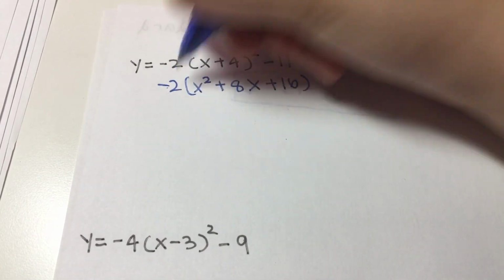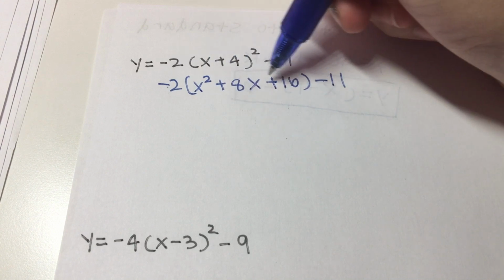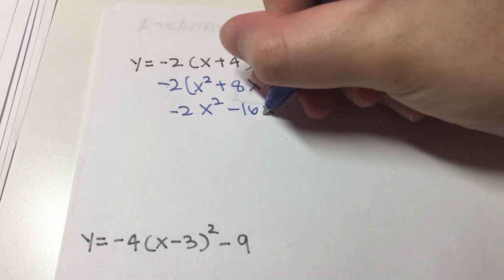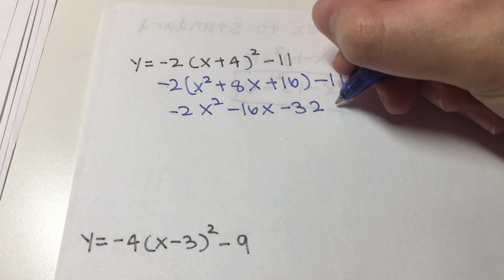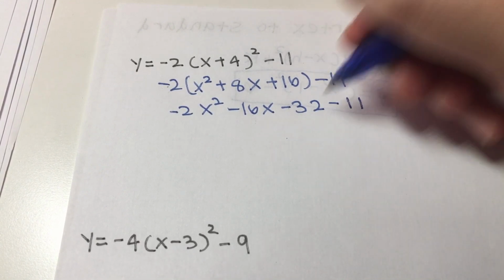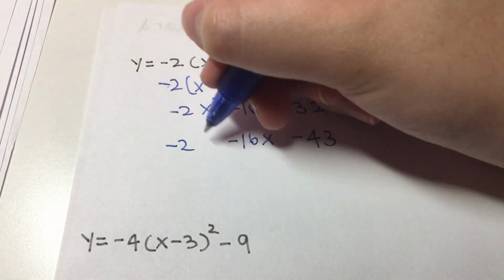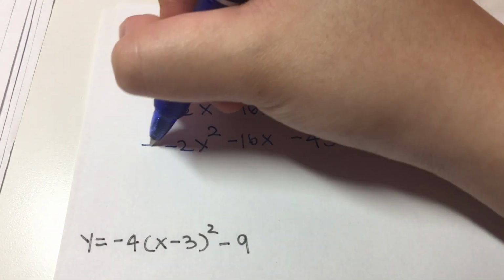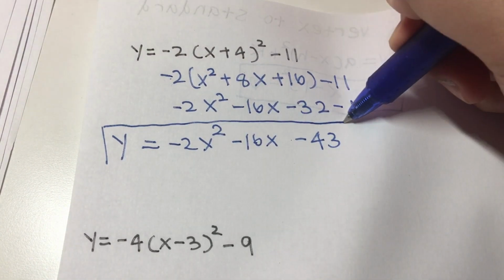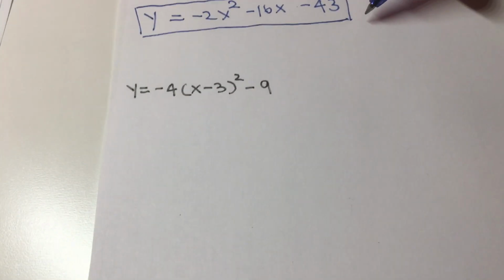And then we have to times the whole thing by negative 2. So it's negative 2x squared minus 16x and minus 32. So now we have to do negative 32 minus 11. That's going to be negative 43, negative 16x, and negative 2x squared. And then that's going to be our standard form. So this is our answer. It's quite easy. And then on to the next one.